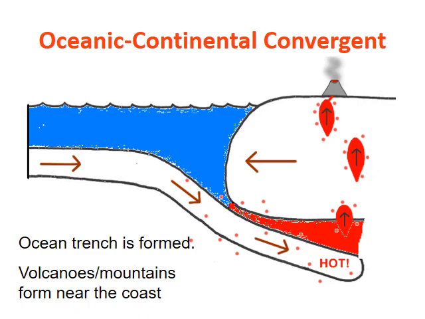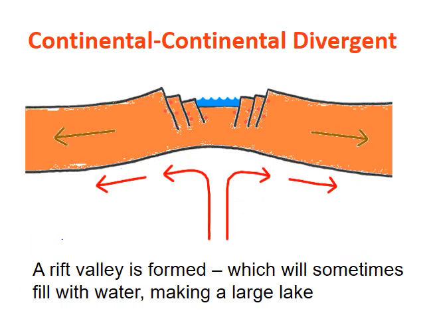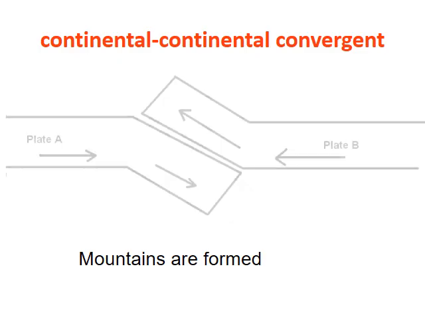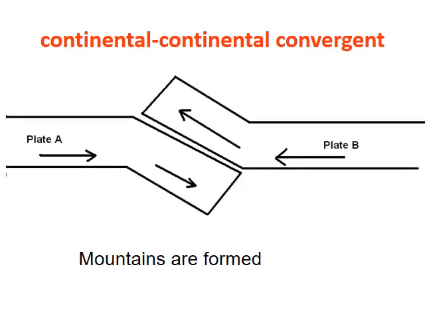Oceanic and continental convergent. Once again, you get the ocean trench and you get mountains and volcanoes formed near the coast. Continental-Continental Divergent. This is when we get a rift valley, which sometimes fills with water and gives us a nice big large lake. When you get two continental plates meeting, you get mountains formed.